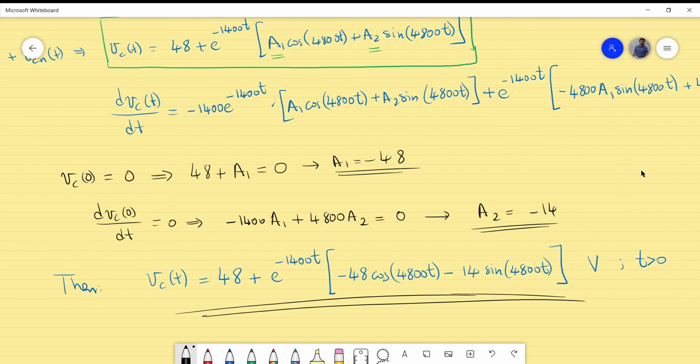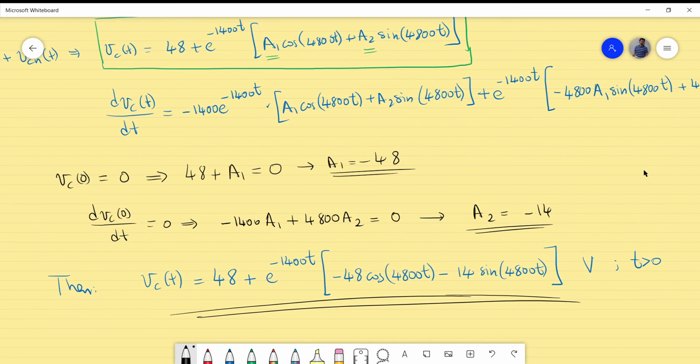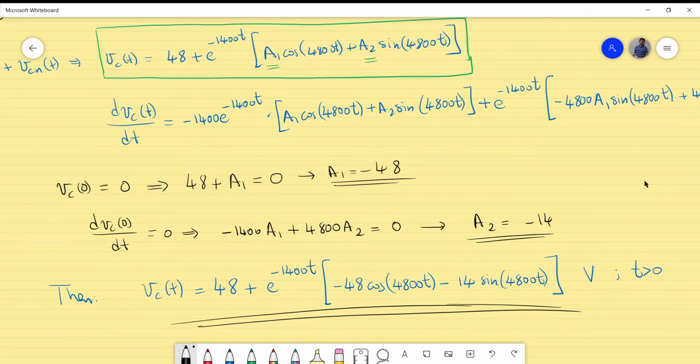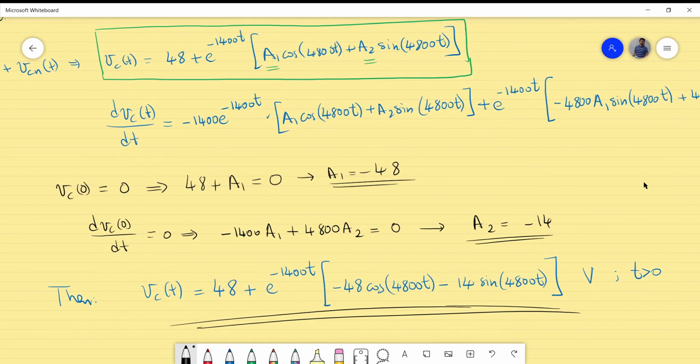This is our third example, and with these 3 examples, we have seen 3 different responses. In the first example, we had the critically damped response. In the second example, we saw the overdamped, and in this example, we saw the underdamped. So that completes this example.